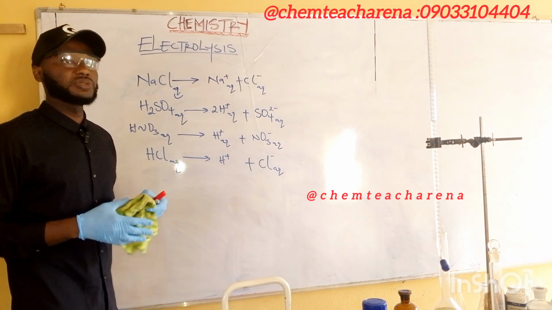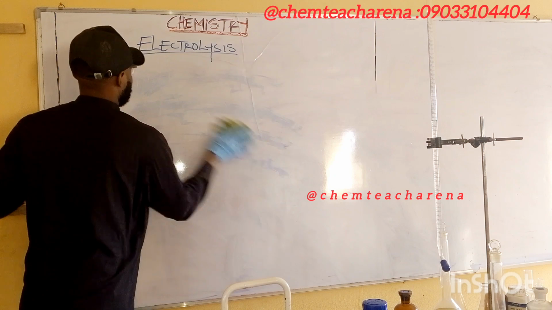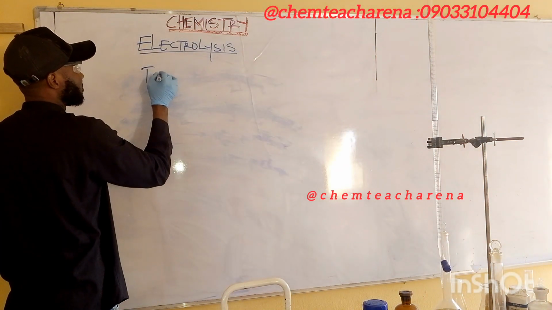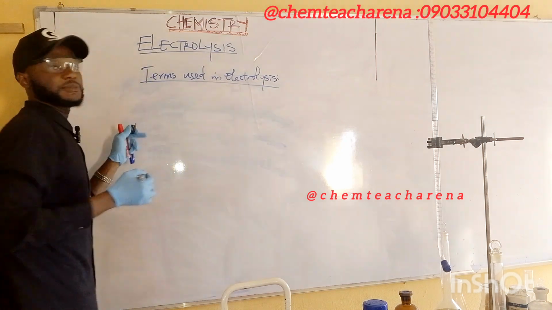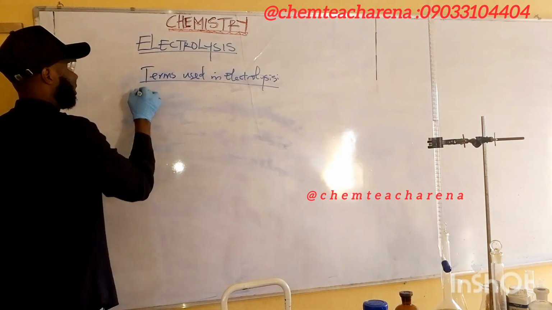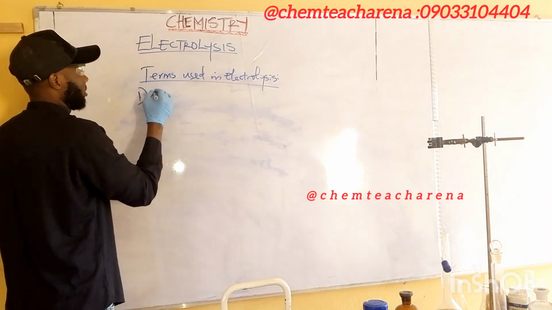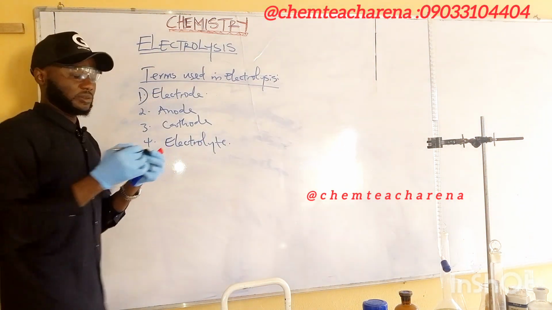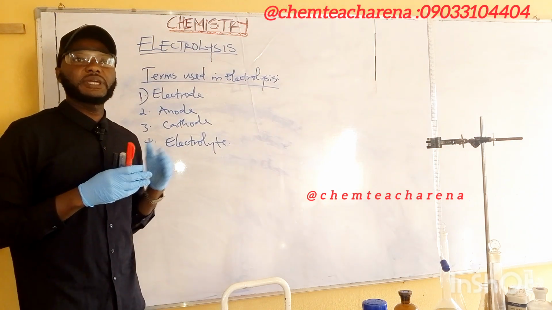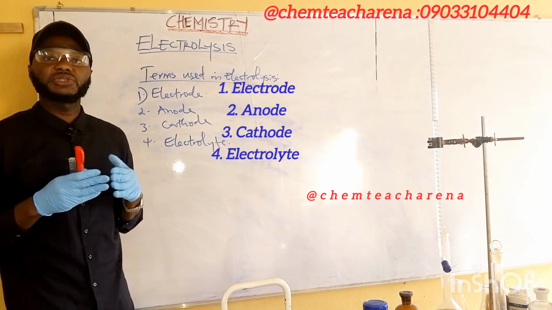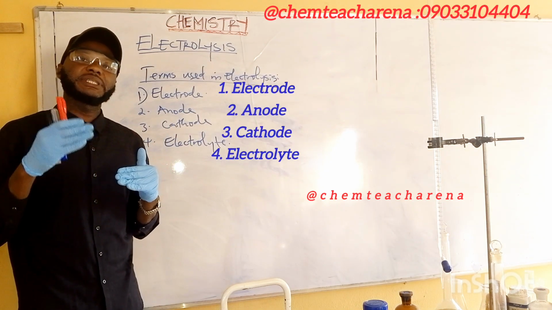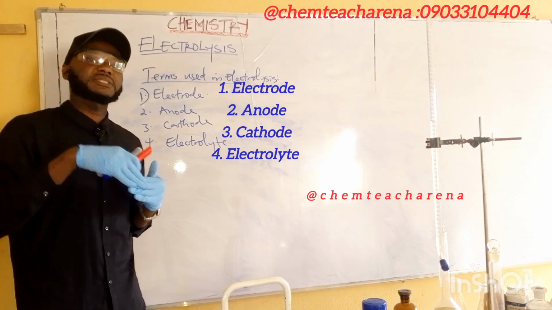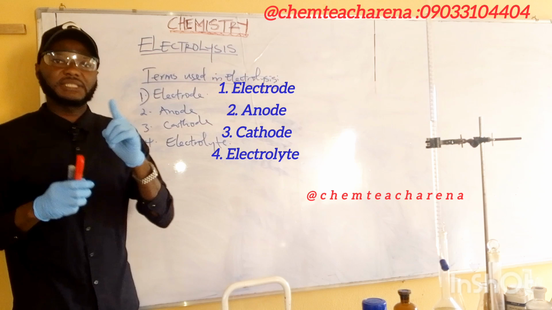Terms used in electrolysis. Number one, we have electrode. What is an electrode? We said that electrodes are metallic conductors in the form of wire through which electric current enters and leaves the electrolyte. That is an electrode.